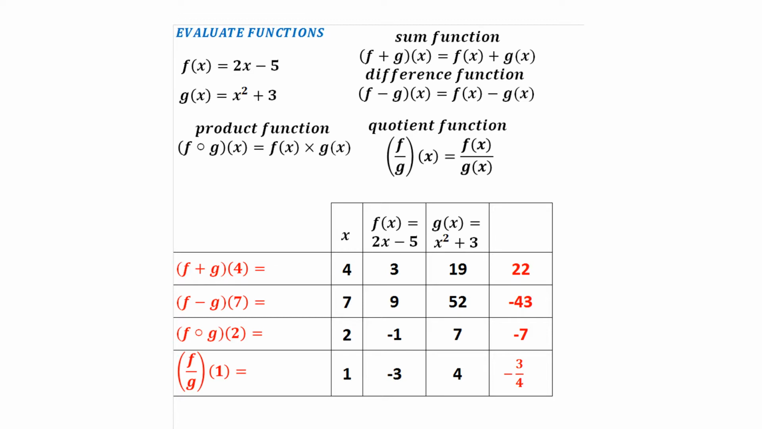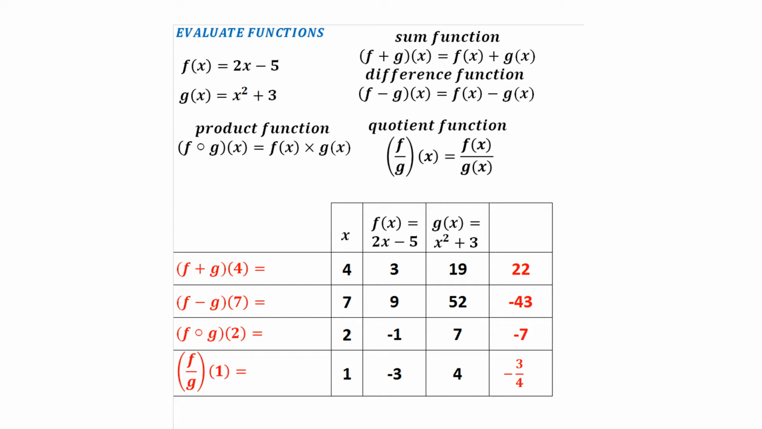And now let's do f plus g of 4. Well, 3 plus 19 is 22. That's simple enough. And what's f minus g of 7? The two values are 9 minus the 52. And that's -43. F times g of 2. -1 times 7 is -7. And the quotient function of 1 is -3 over 4, the fraction, but I've written it as -3/4.